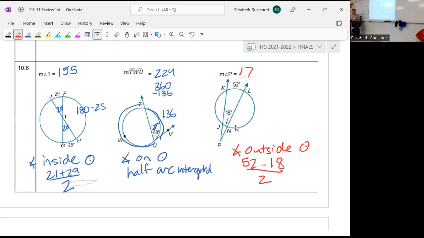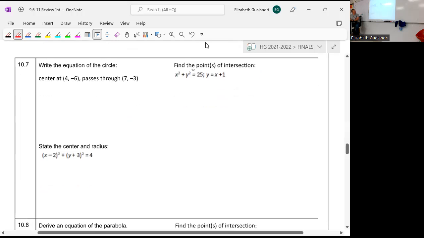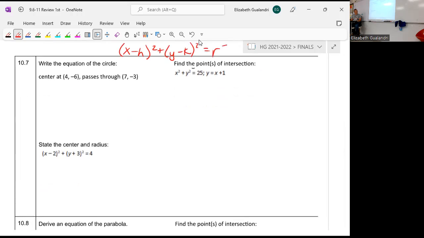Okay, that's 10-6. 10-7, we started to talk about circles and equations of circles. So if we write the equation of the circle, centered at 4, -6, just for a reminder, I'm going to write it up here at the top. It's x minus h squared plus y minus k squared equal to r squared. That's the equation for a circle.